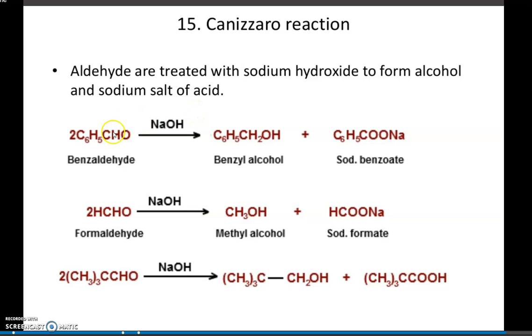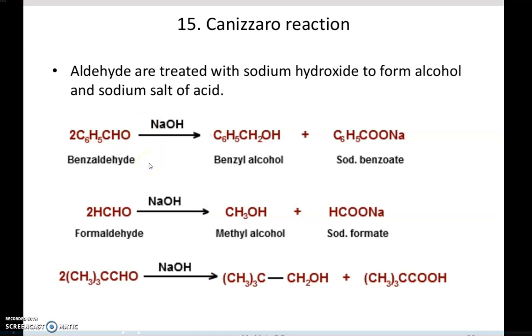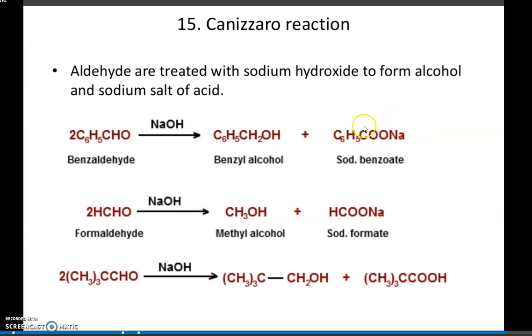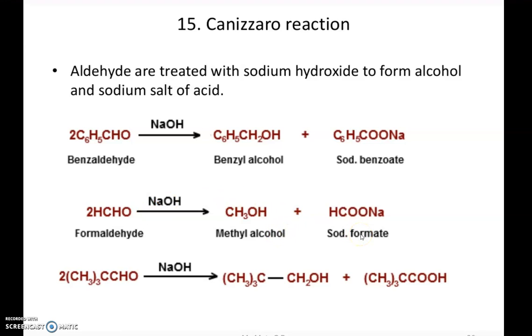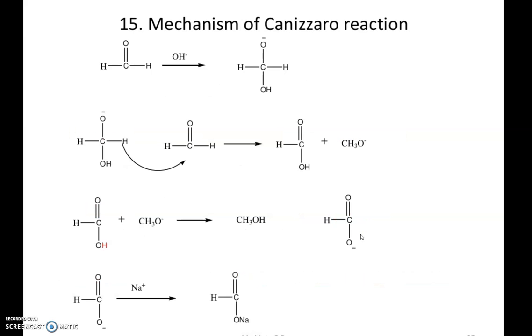We know the carbonyl group, C double bond O, is there. By a similar method, this Na plus or OH minus will attack here, and the bond will shift. We can see a similar mechanism and rearrangement. So if an aldehyde is treated with sodium hydroxide, it will form alcohol and salt, that is sodium benzoate. If we are taking formaldehyde, we will get methyl alcohol and sodium formate. Similarly, whichever aldehyde we take, we will get the corresponding compounds.